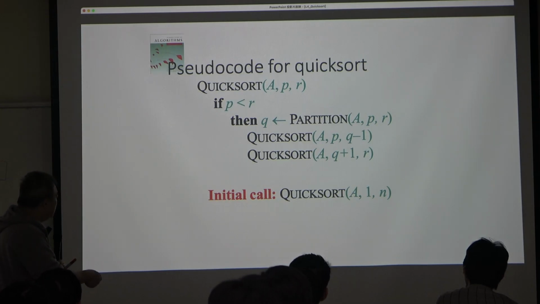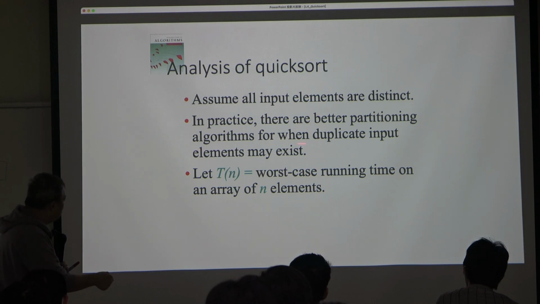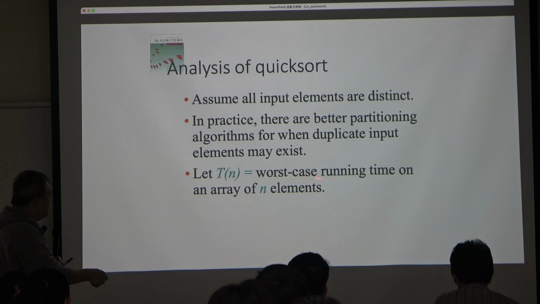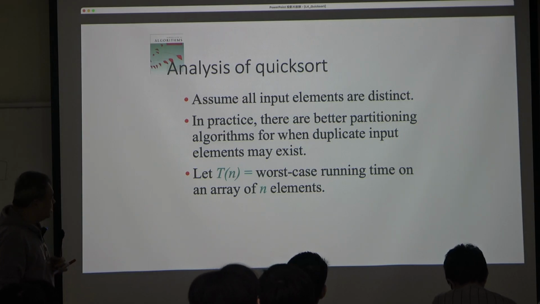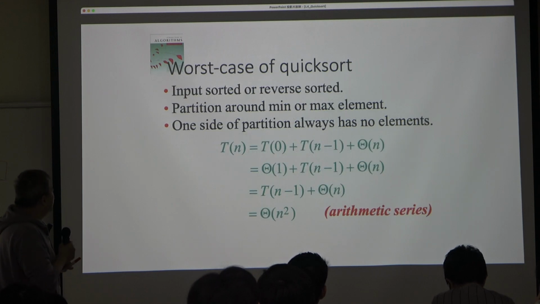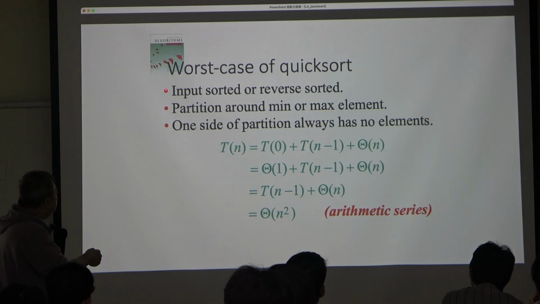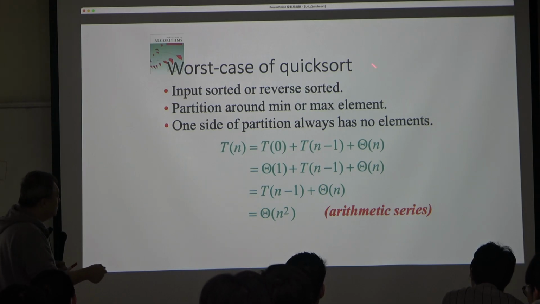So if it doesn't take that much time, if you have a better partitioning algorithm out there, obviously it's going to improve the performance of your quicksort. But regardless, let T(n) be the worst case running time on n elements. Let's assume this is the complexity: the worst case complexity is T(n) with n elements. If the input is sorted or reverse sorted, that would be the worst case for the quicksort.